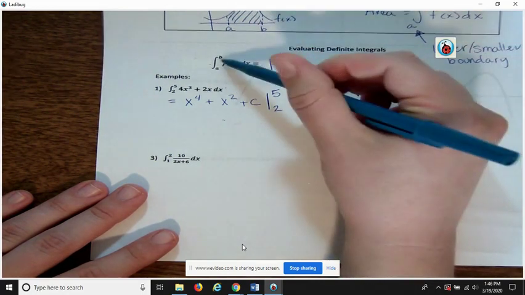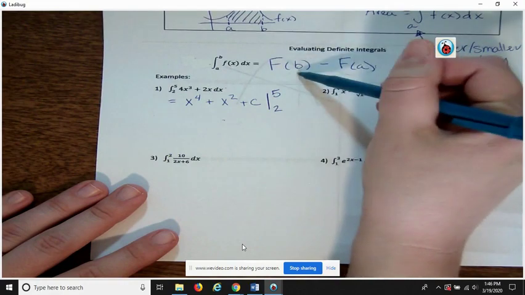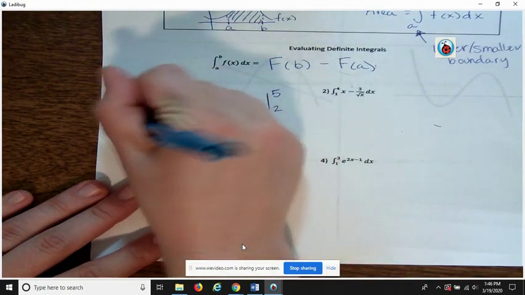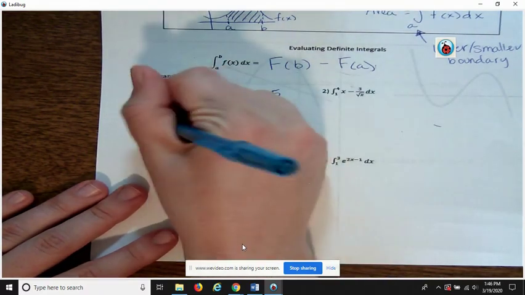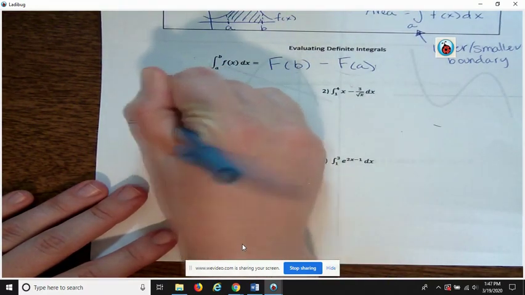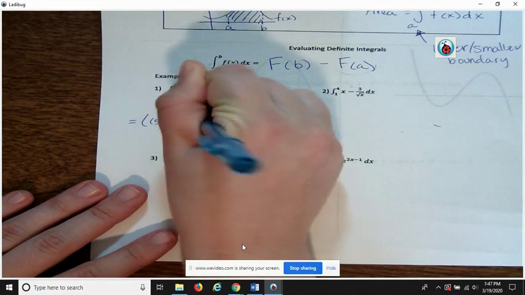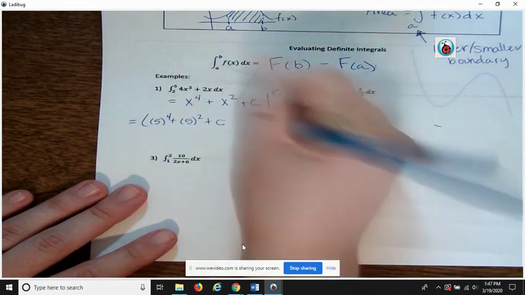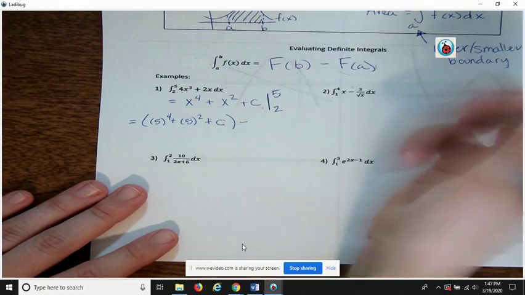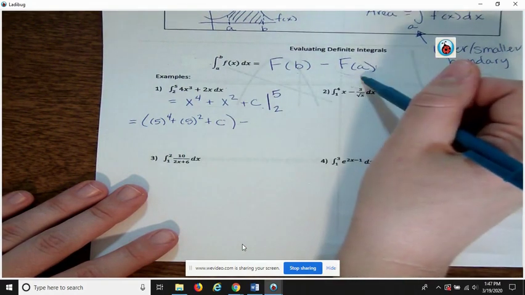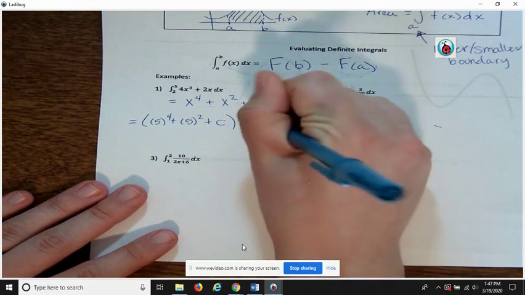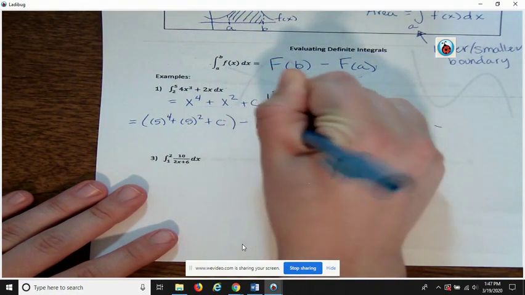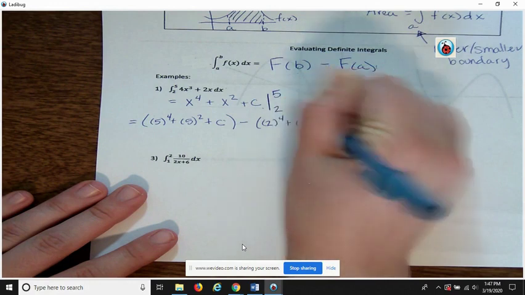B is our upper boundary, and we're going to calculate that first. So this is going to be equal to, when we sub 5 into this function, 5 to the fourth plus 5 squared plus c. And then we want to subtract off our integral evaluated with our lower boundary. So I'm going to have 2 to the fourth plus 2 squared plus c.